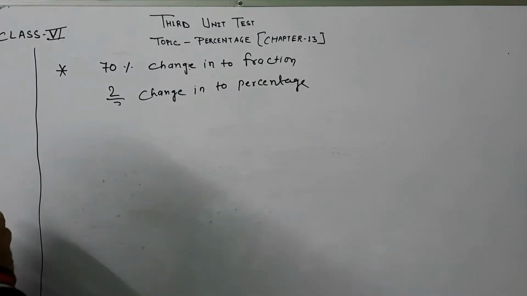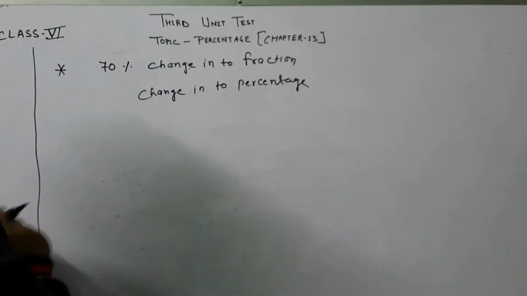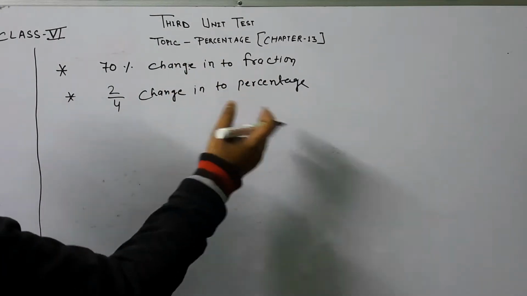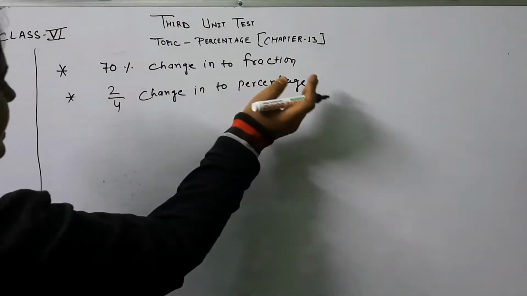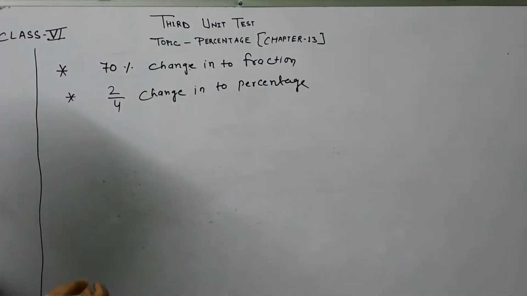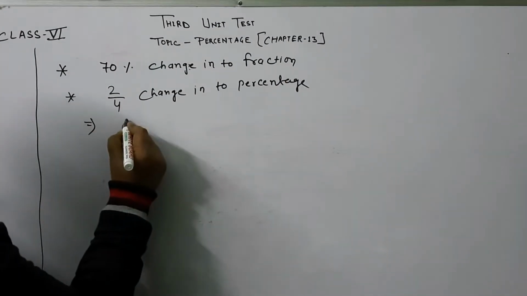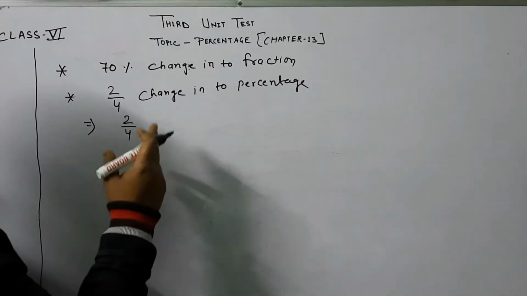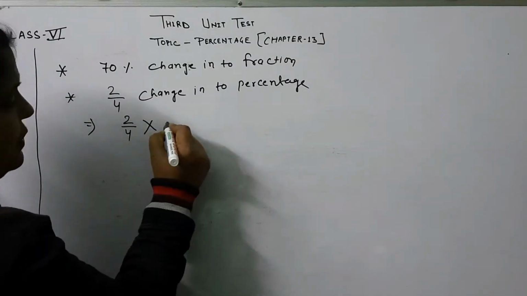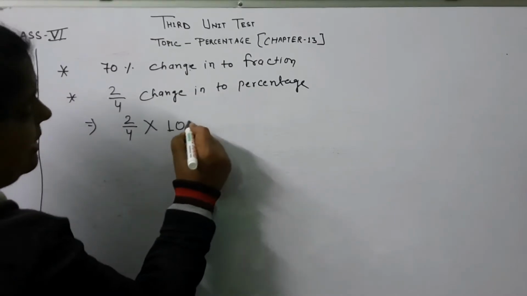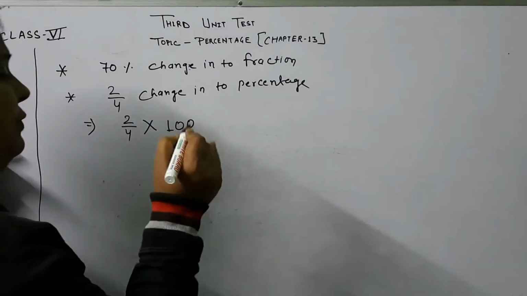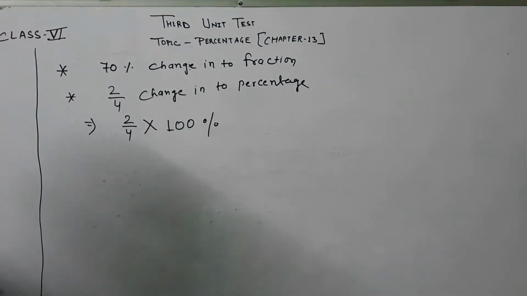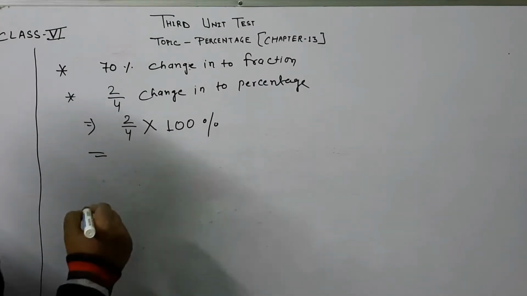Now see the next question here, 2/4. A fraction is given and you have to convert it into percentage. How will we convert it? See here, what is given? Fraction is given, 2/4. What I told? For converting the fraction into percentage, what do we have to do? We have to multiply it by 100. And immediately we have to put the sign of the percentage. Then see here, reduce the number.